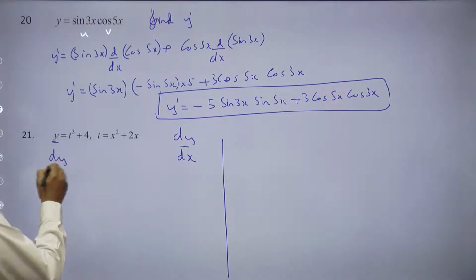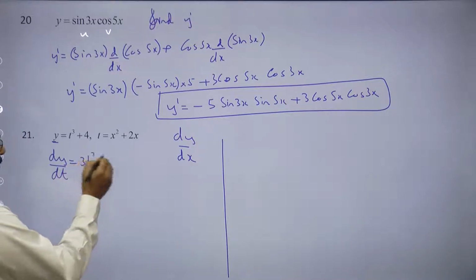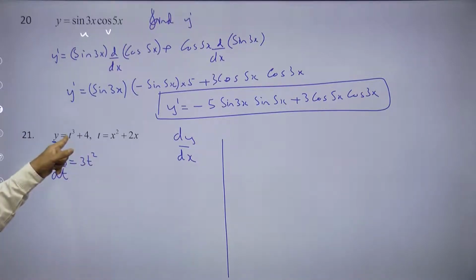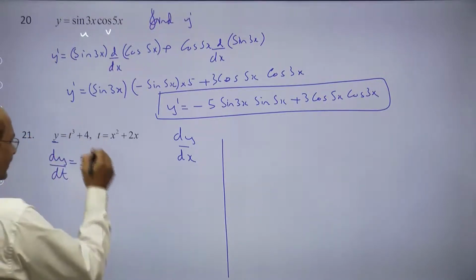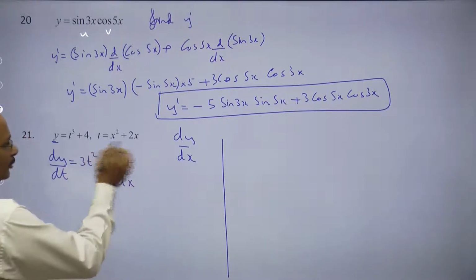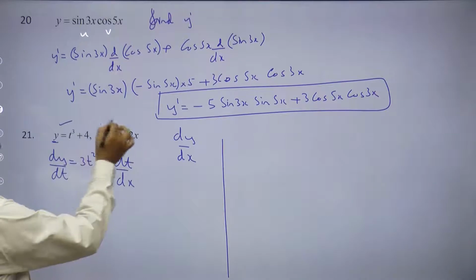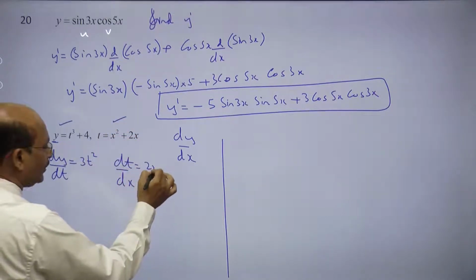So, dy by dt is nothing but 3t square. You have to treat this as x only now, correct? So, dy by dt is like x cube, so x cube gives 3x square, power rule. Similarly, dt by dx: I took the derivative of this function and this function separately, dt with respect to x. What is the derivative? 2x plus 2.